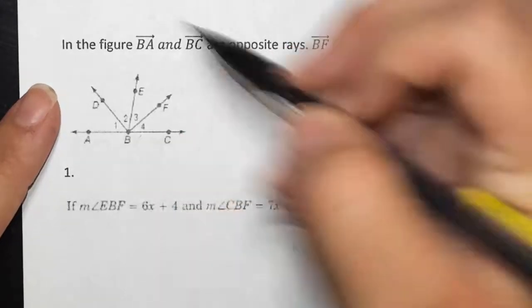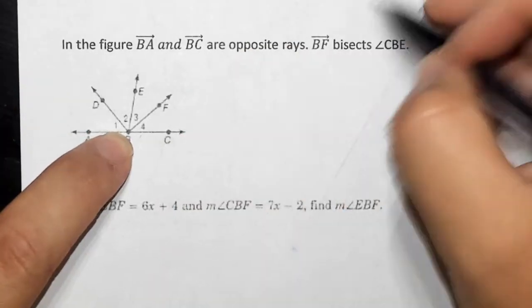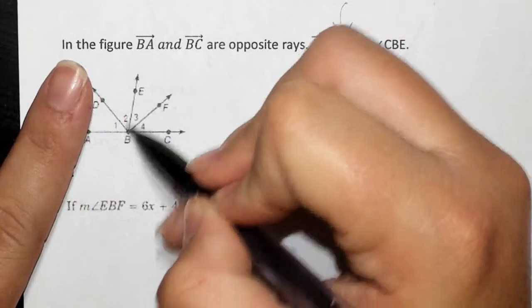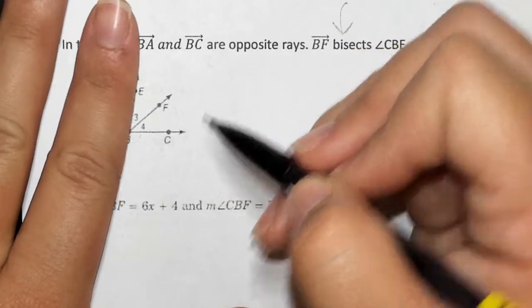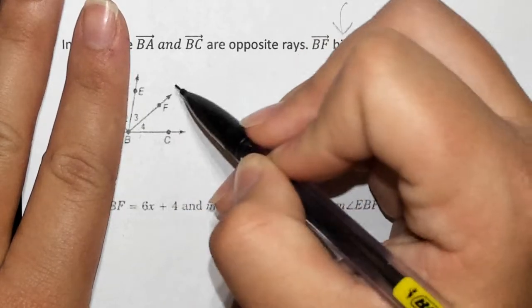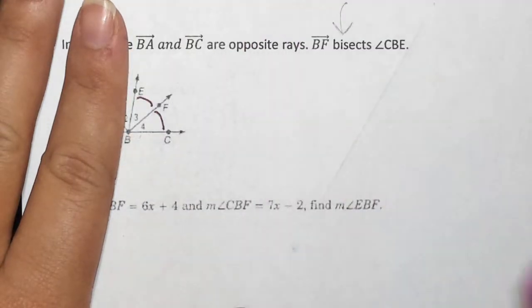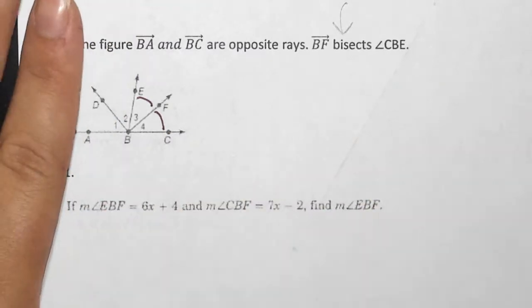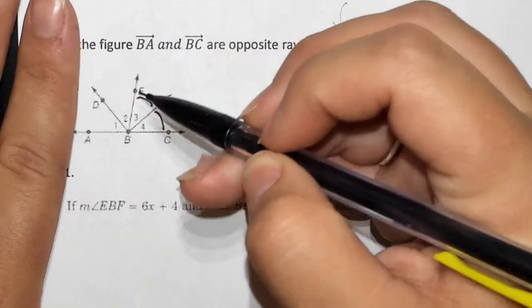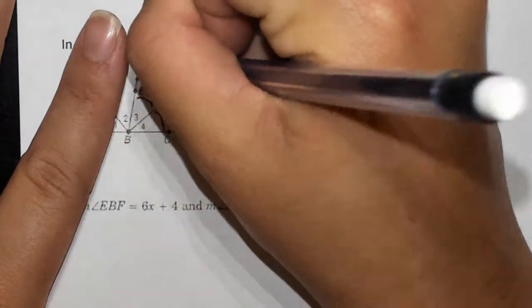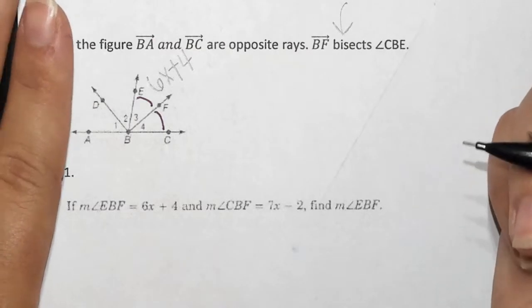All right. So in this figure, you are told right here that BF bisects angle CBE. So I'm not even looking at this other half. I'm just looking at C to B to E. So if BF bisects this angle, then both of these pieces are the same. Okay, so both 3 and 4 are the same. In number 1, we are told that E to B to F is 6x plus 4. So I'm going to write 6x plus 4.